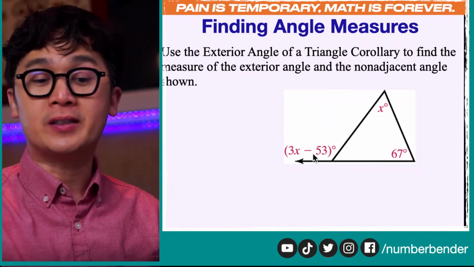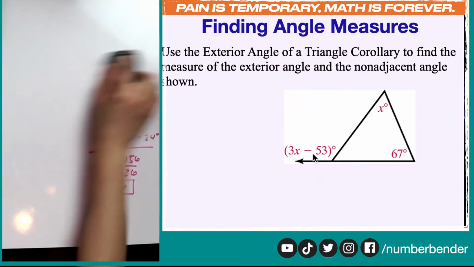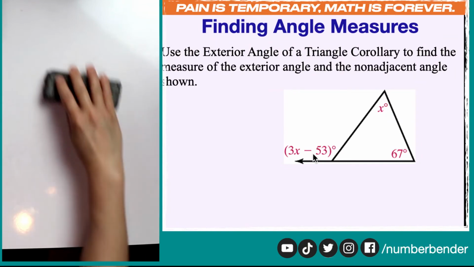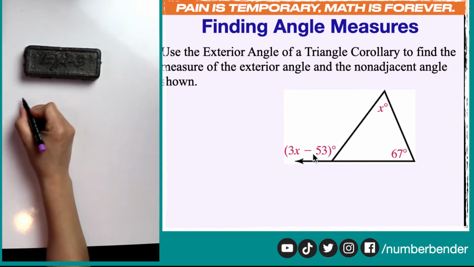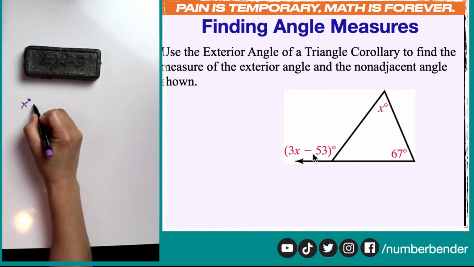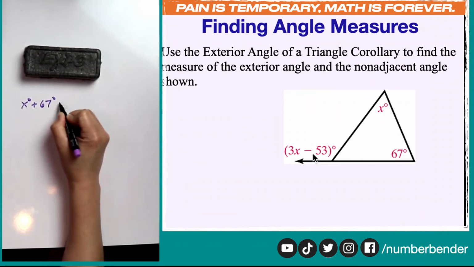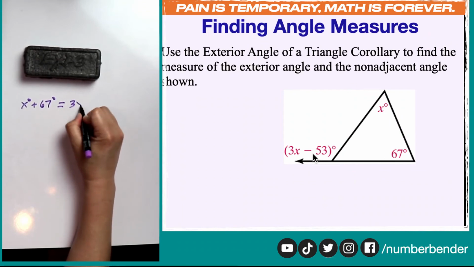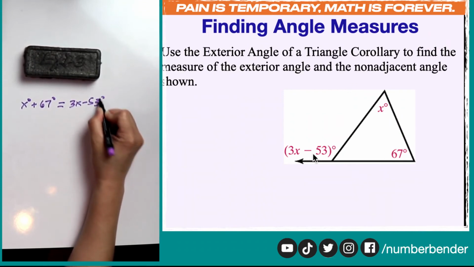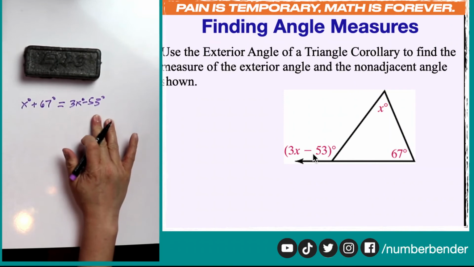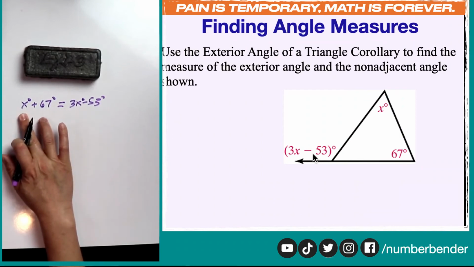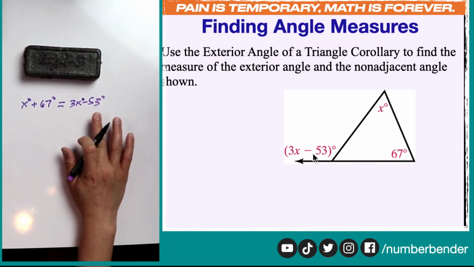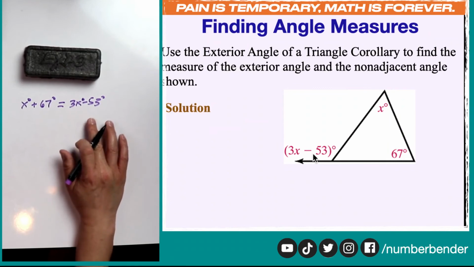So all we have to do now is to write our equation, which is the most challenging part in every geometry problem. So our equation says here that if we add x degrees plus 67 degrees, it will equal 3x minus 53 degrees. So now that we have an algebraic equation, all we need to do is to combine like terms. What we can do is to combine the x's, combine the constants, and by doing so, we'll be able to find the value of x.